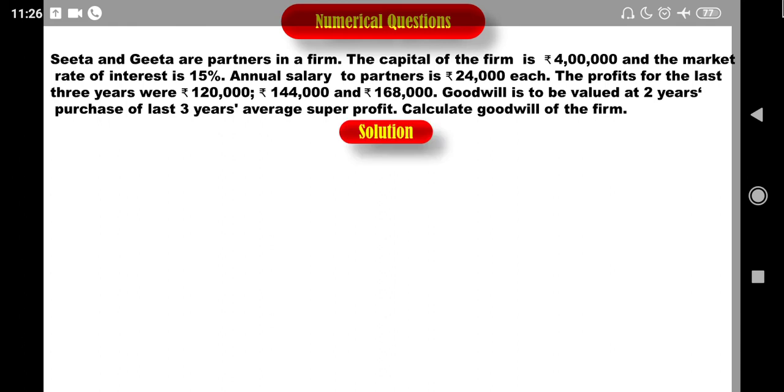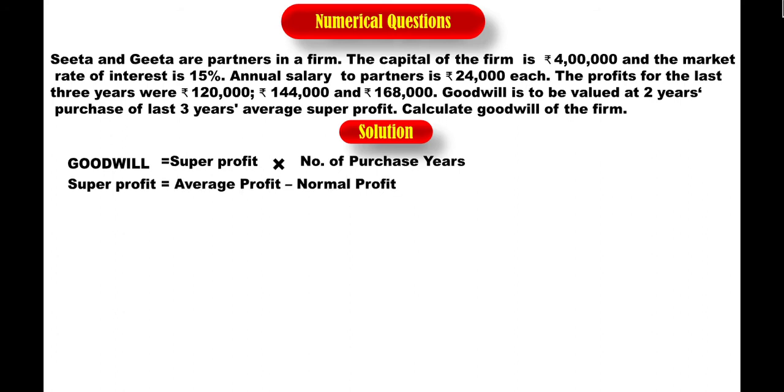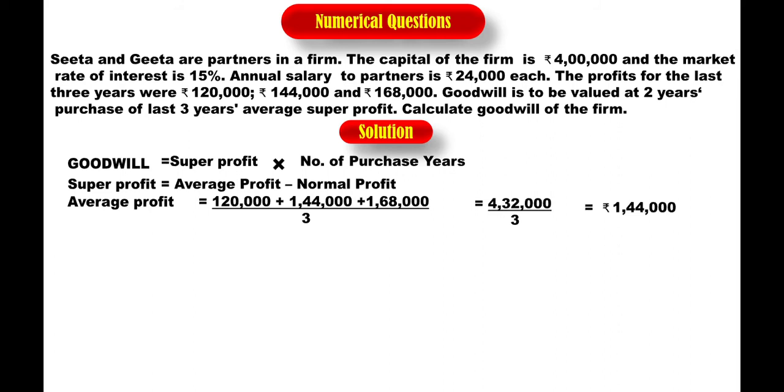Now here is the solution. Goodwill equals super profit multiplied by number of purchase years. So first we need to find out the amount of super profit. Super profit equals average profit minus normal profit. So first we will calculate the average profit, which is the average of the profits of the 3 years already given in the question. That is, the average profit is 1,44,000.